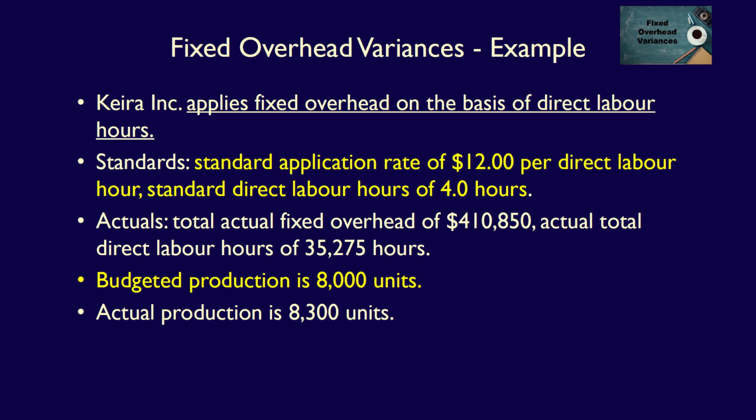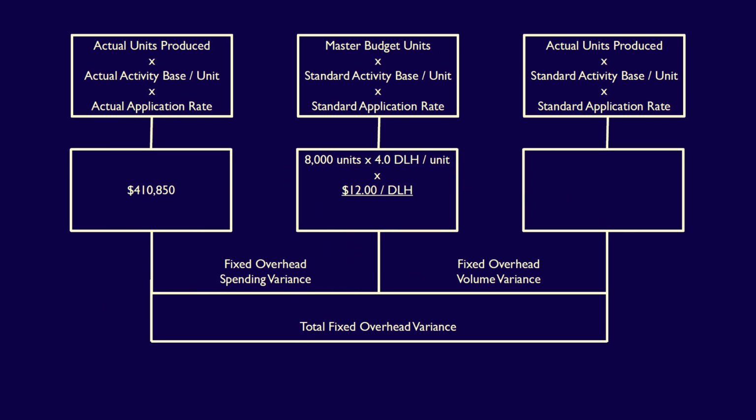We have everything to calculate the master budget's fixed overhead, so we'll transfer the information into our formula. 8,000 units multiplied by 4 direct labor hours per unit multiplied by $12 per direct labor hour is equal to $384,000. This is the total fixed overhead that is included in the master budget. We can now compare the actuals on the left to the master budget, the center calculation, which allows us to determine the fixed overhead spending variance.